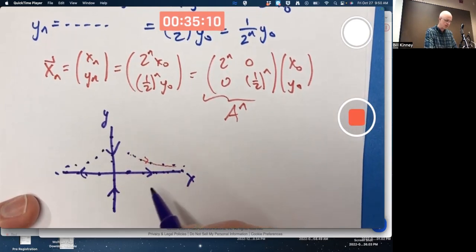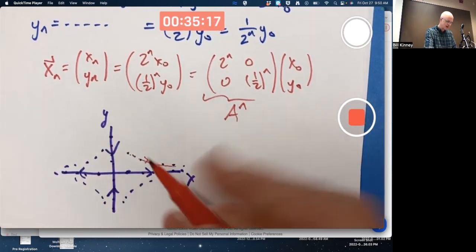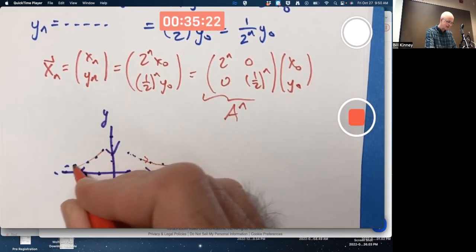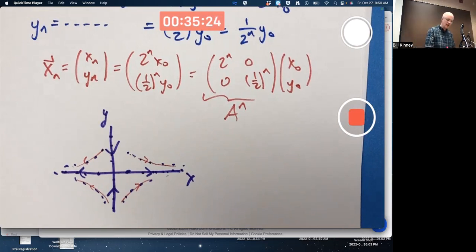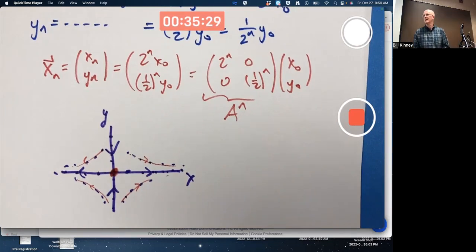Points over here go off this way, points down here go off this way, points over here go off this way. So it's like this is a source in the x direction, but a sink in the y direction. And the origin is an equilibrium point. If you start at the origin, you're going to stay at the origin. But it's an equilibrium point in the discrete sense, iterating the difference equation. So yes, the similarities, but differences.